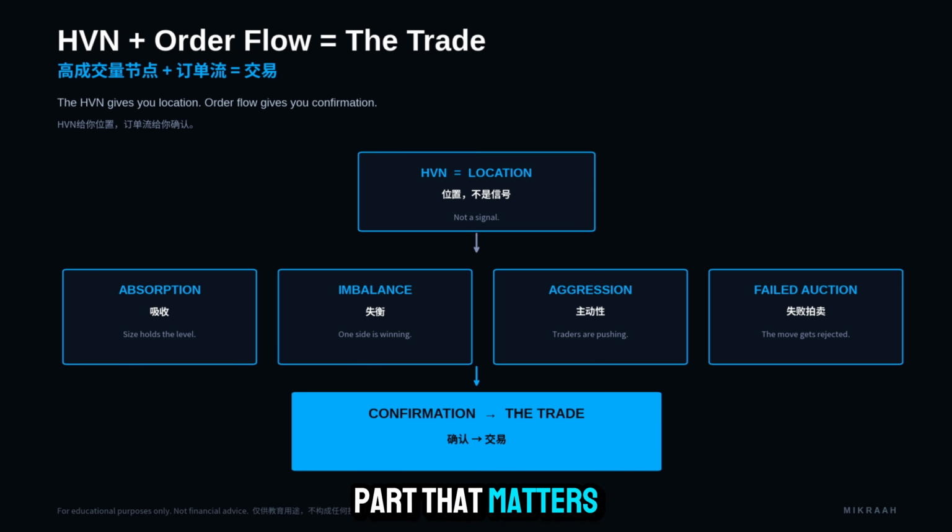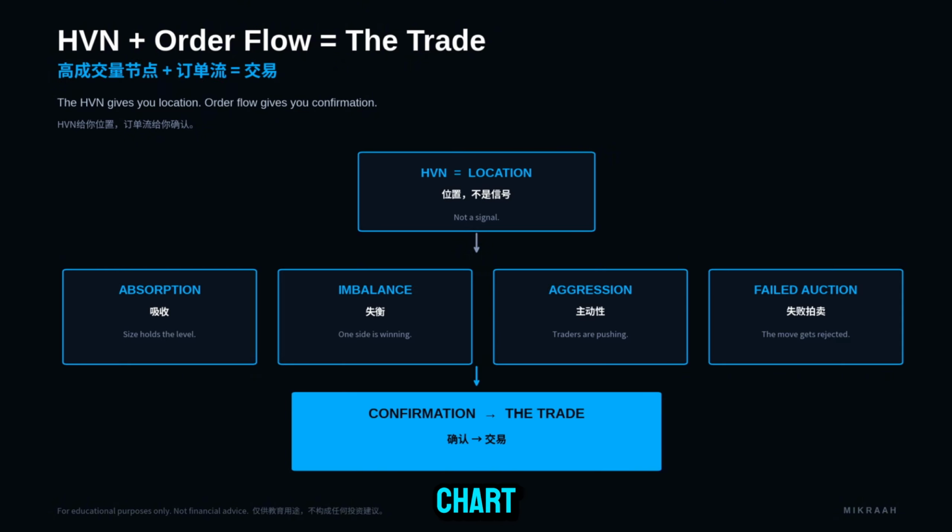And now the part that matters the most, because this is where people get it wrong in the opposite direction from the low volume node. With a low volume node, people treat the gap as a signal. With a high volume node, people see price touch the node and immediately buy, as if the level itself were the trade. It is not the trade.